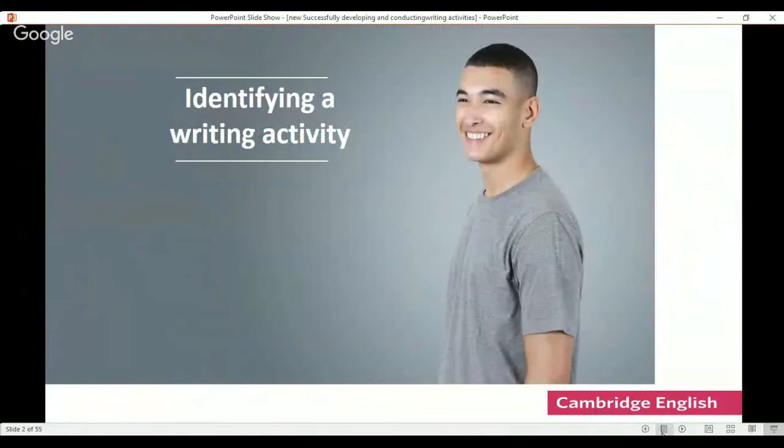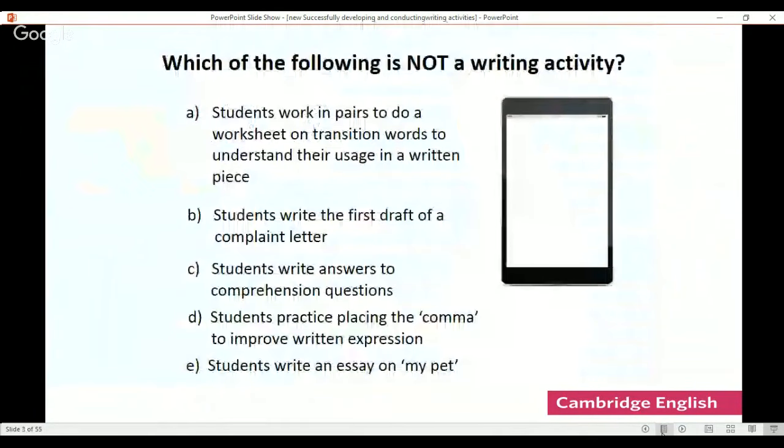When identifying, the first thing you need to do is identify a writing activity. So which of the following is not a writing activity? Students work in pairs to do a worksheet on transition words to understand their usage in a written piece. Students write the first draft of a complaint letter. Students write answers to comprehension questions. Students practice placing the comma to improve written expression, and students write an essay on my pet.